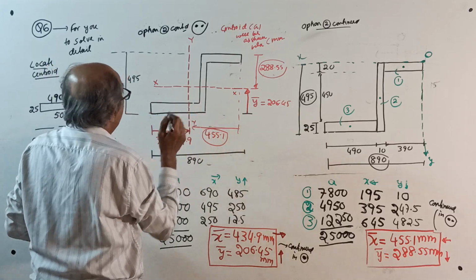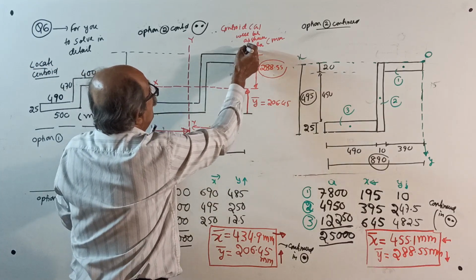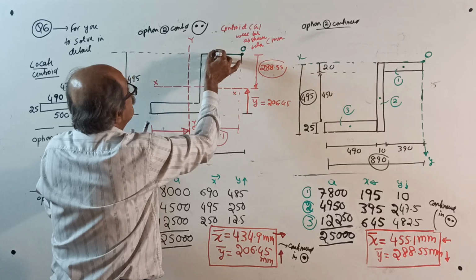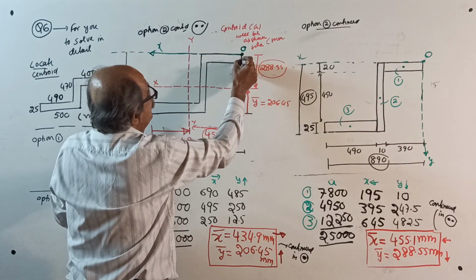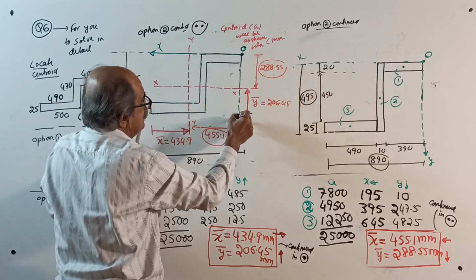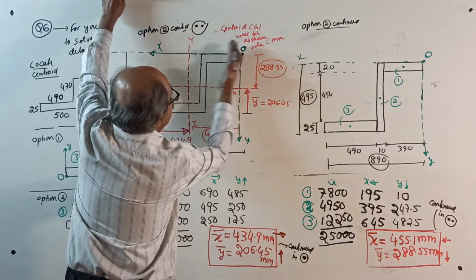You should not do this way. Our origin is here. This is origin O. And we took x this way, and this way we took y. Therefore, this is your x bar.